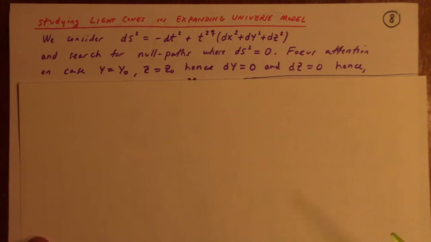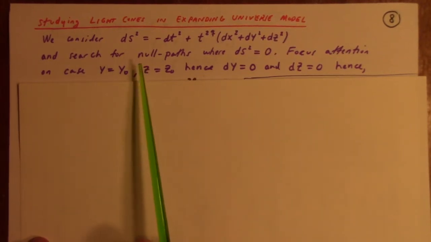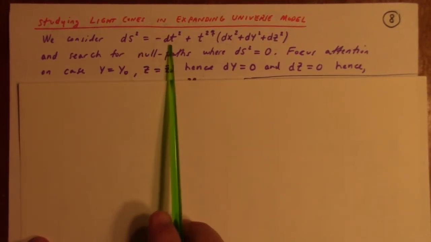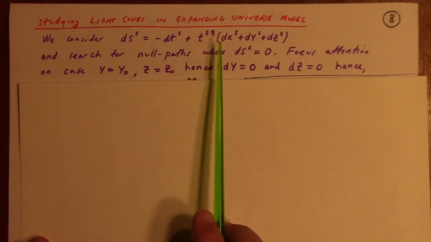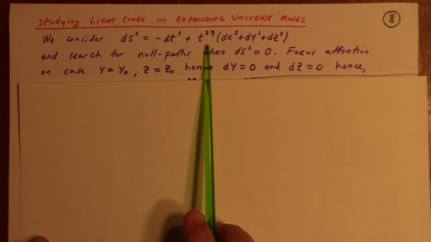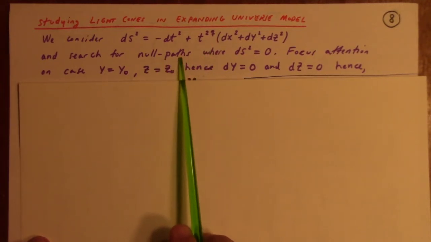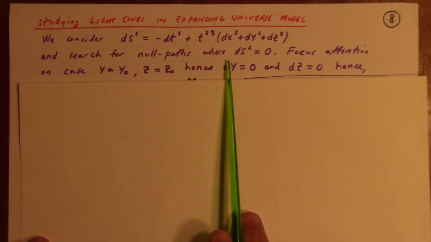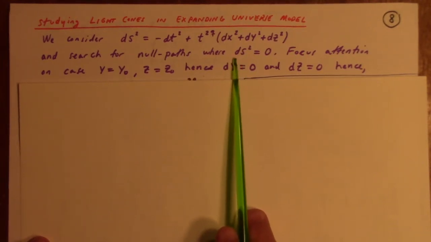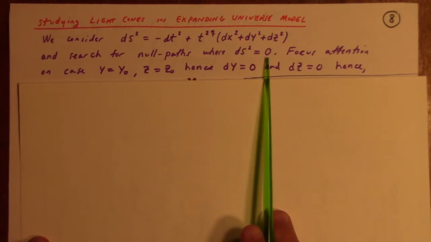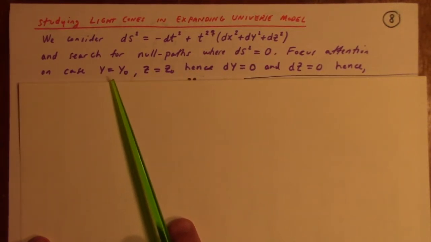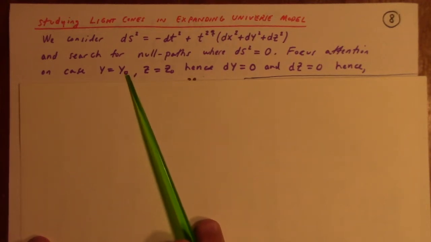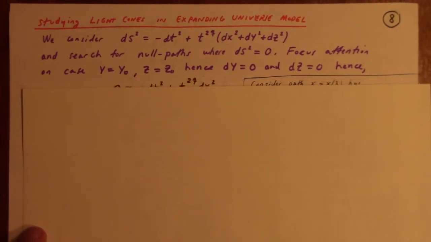Where's my hoverboard? But anyway, if we consider ds squared equals minus dt squared plus t to the 2q times dx squared plus dy squared plus dz squared, in other words, I'm just taking a of t equal to t to the power q, and then we search for null paths. A null path is the analog of a light cone in Minkowski space, where ds squared equals 0. And just to keep things simple, we're going to freeze out y and z, so fix y and z to be particular values.